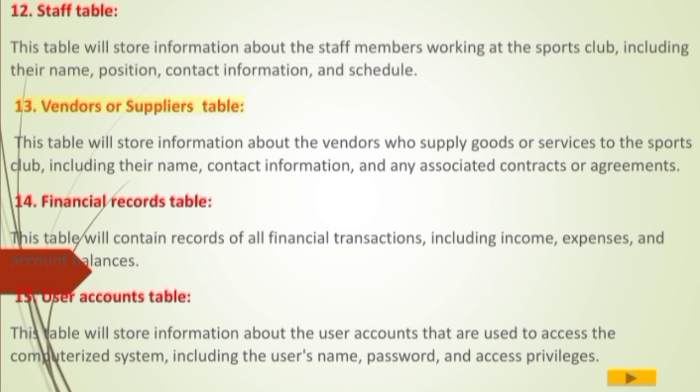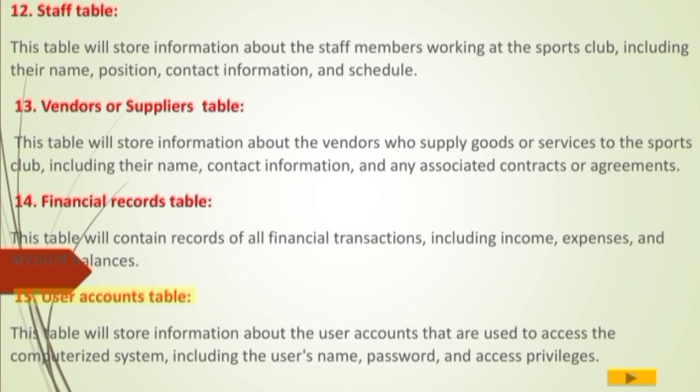13. Vendors or suppliers table. This table will store information about the vendors who supply goods or services to the sports club, including their name, contact information, and any associated contracts or agreements. 14. Financial records table. This table will contain records of all financial transactions, including income, expenses, and account balances.